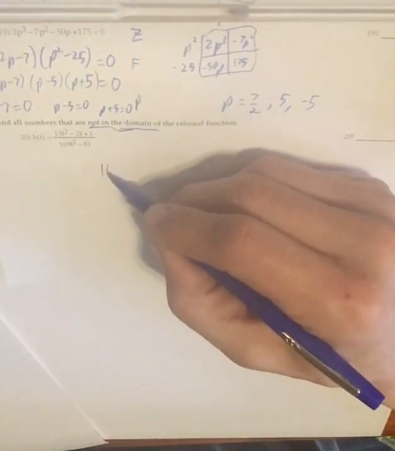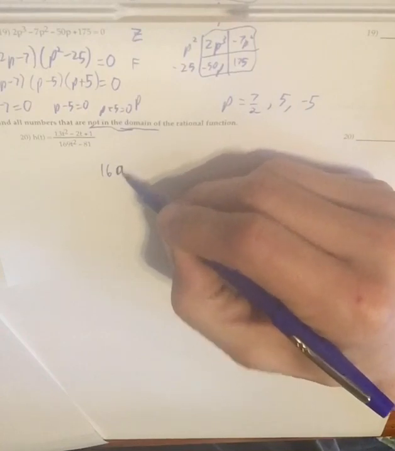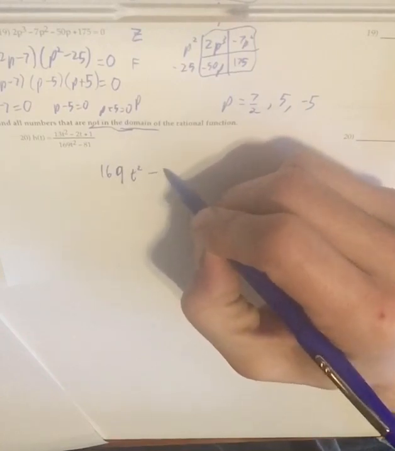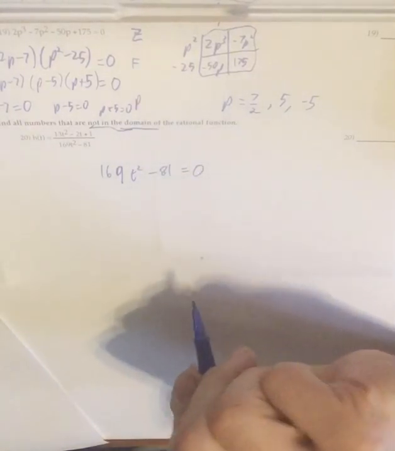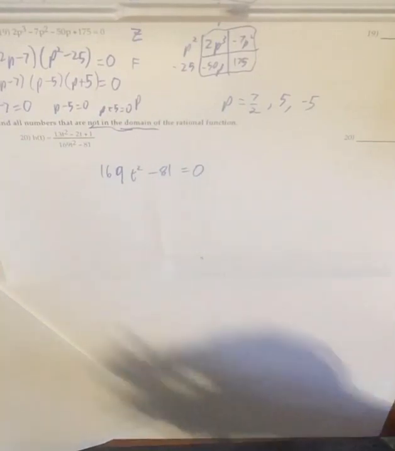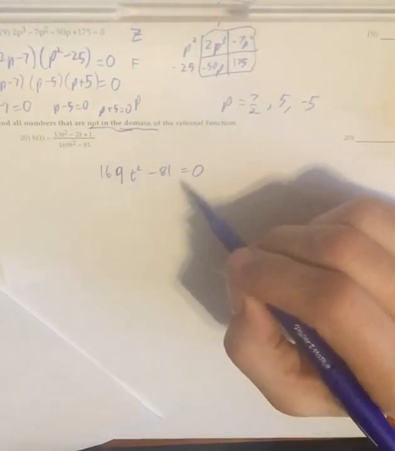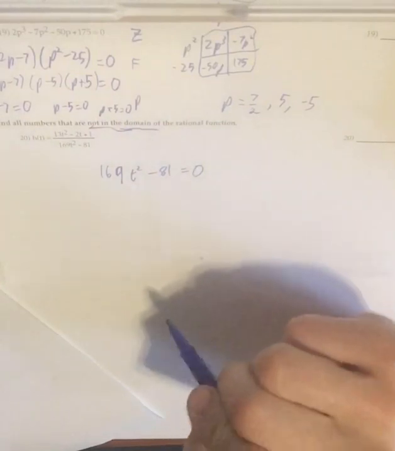So again, we're looking at a little equation here. Where is the denominator equal to 0? Those would be numbers not in the domain. Would be any solutions of this equation. So it's 169t squared minus 81. Where's that equal to 0?